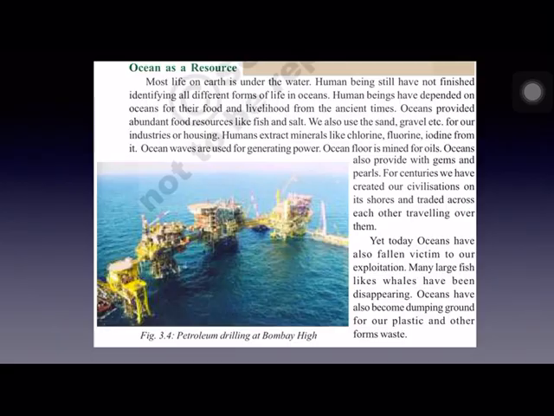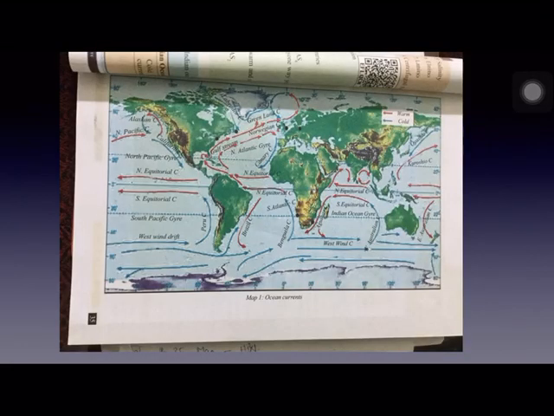And now see the map. Here in this map, warm ocean currents and cold ocean currents are shown. Warm ocean currents are indicated by red arrows, and cold ocean currents are indicated by blue arrows. I am giving you one or two examples just to go through the map. Gulf Stream, it is a warm ocean current. It moves along the east coast of North America. You can see in the map.